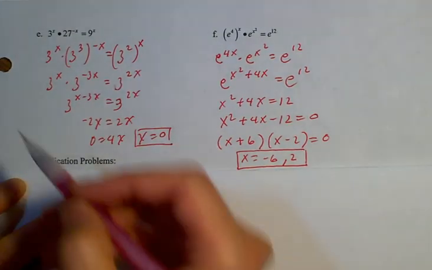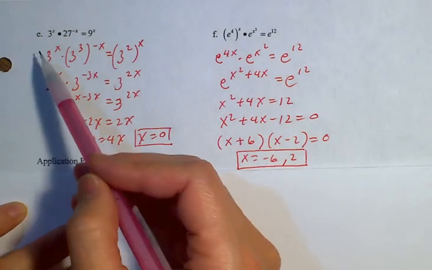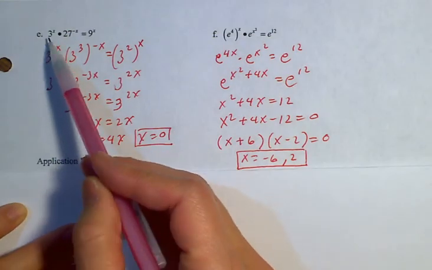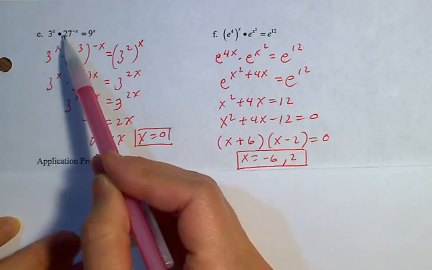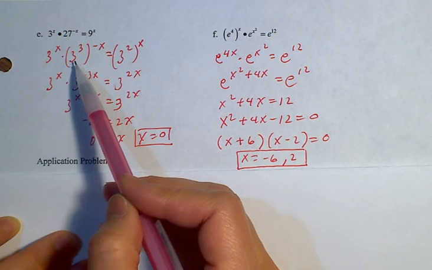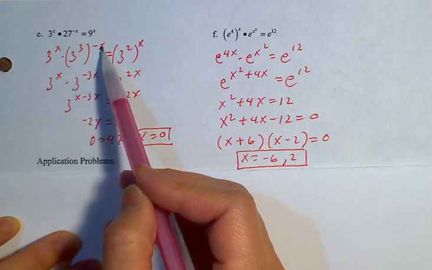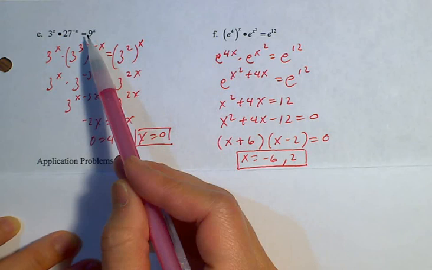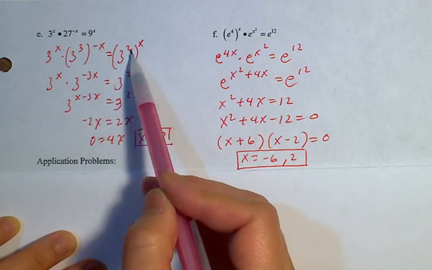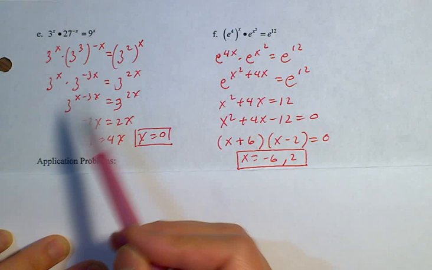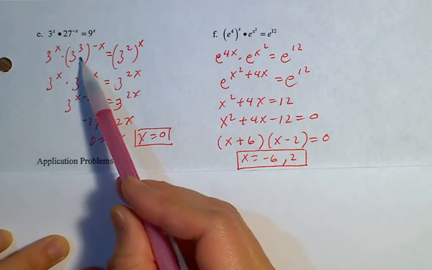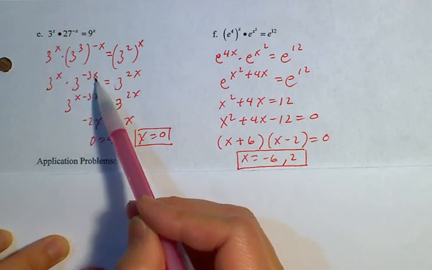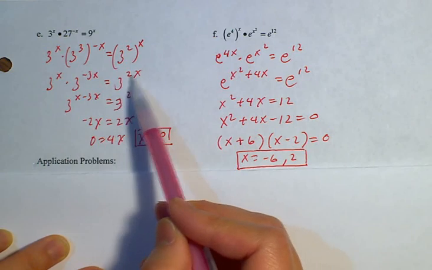Okay, so please check your answers for E. I'm going to just keep 3 to the x as 3 to the x. And for 27, I'll rewrite it as 3 to the third and then raised to the negative x power. And then I'll rewrite 9 as 3 to the second and then raised to the x power. Okay, so I'm going to now apply my rules for exponents. So 3 to the x will just stay. This will become 3 to the negative 3x, and this will become 3 to the 2x.